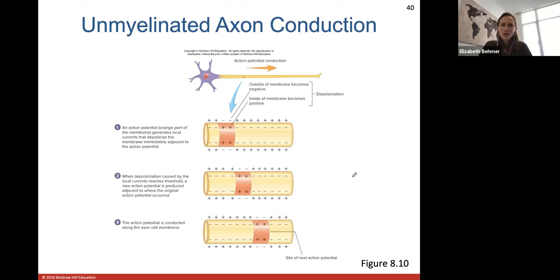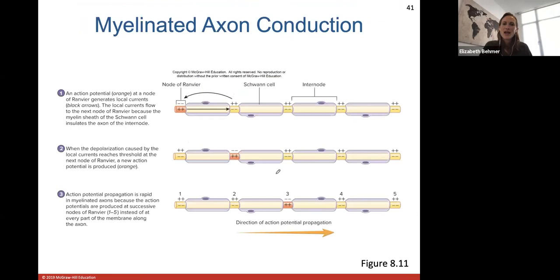And this is just showing the unmyelinated action potential along an axon. So this shows a normal depolarization route, showing how this area is becoming depolarized. So it's becoming positive on the inside, and then it continues to pass along down the axon. Whereas the myelinated axon conduction occurs more quickly. Here's the direction of our action potential. It becomes positive where there's a bunch of ions, and then it'll continue to jump.